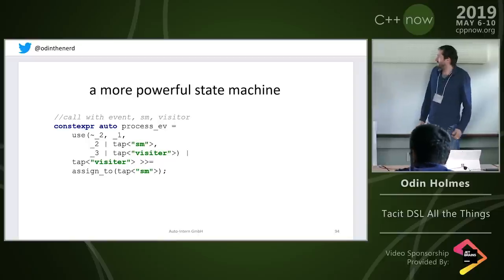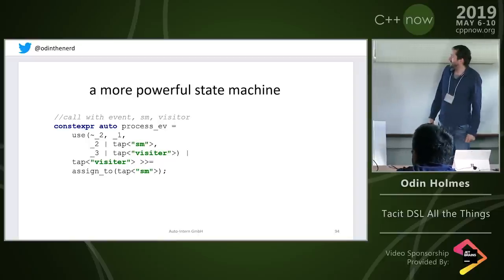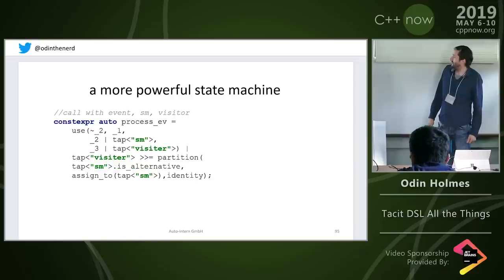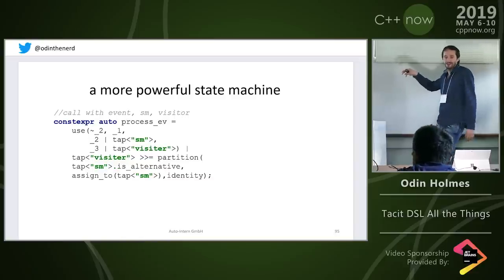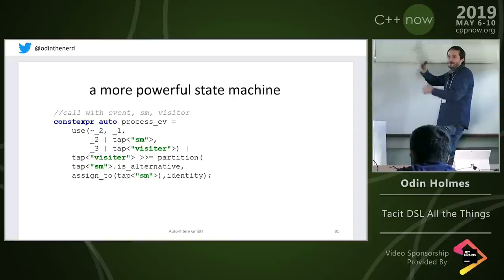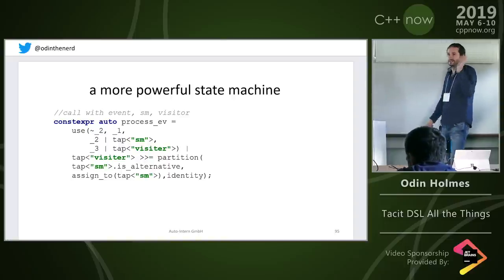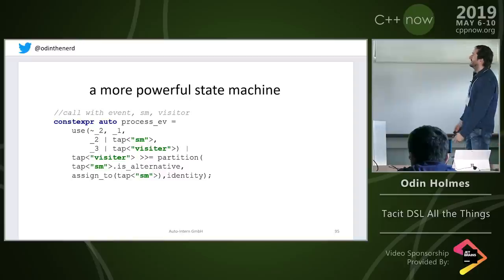So this is our implementation of process event. Let's add a partition. We're going to need some predicate to say, are you part of my variant or not? And I've just deferred that to magic, but it's not necessarily hard to write. Just pack expand the types in the event and decide whether it's one of them, and probably un-CV-ref it all and whatever.